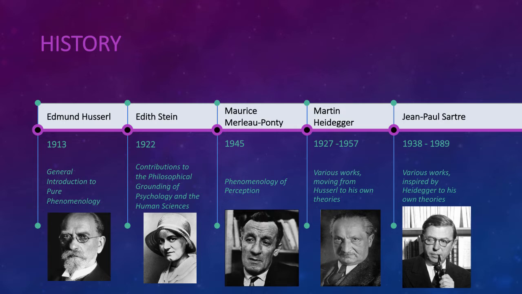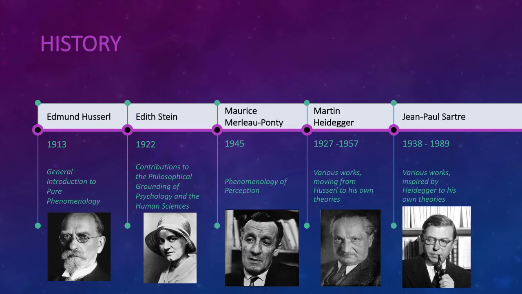The other members listed here are all somehow related to Husserl's work, and their works also may not fit along a specific timeline, but here I'm showing them and their relationships and their works. The first one I discovered was Edith Stein, who in 1922 was working with Husserl, and her treatise was titled The Contributions to the Philosophical Grounding of Psychology in the Human Sciences, in which she heavily referenced Husserl's work.